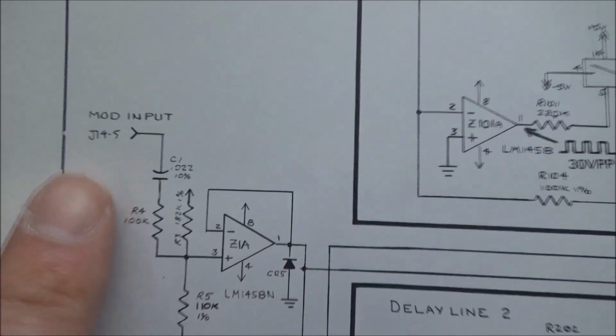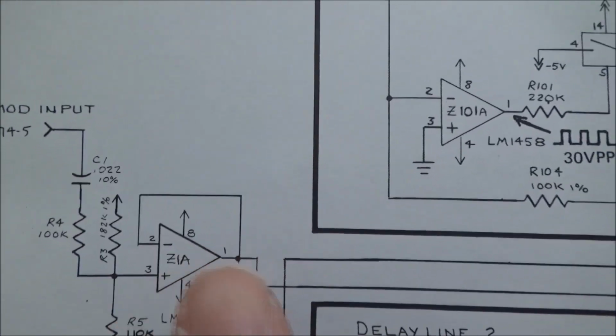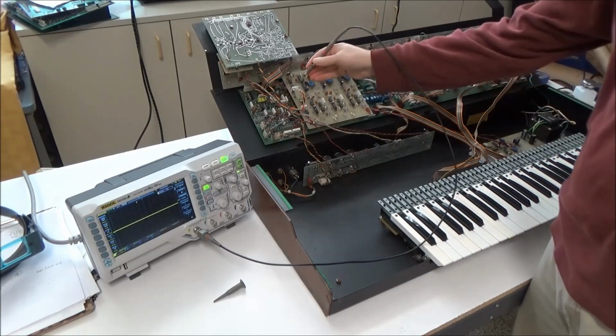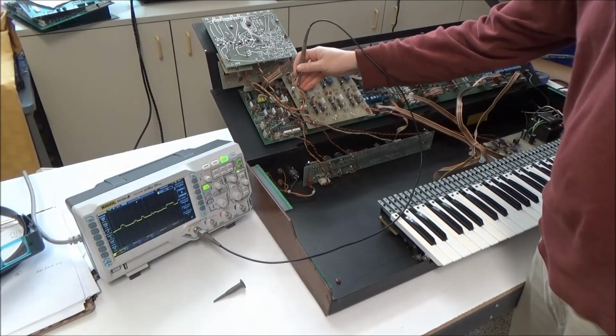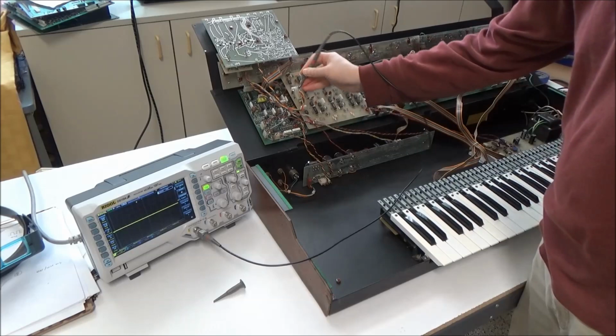So let's take a look here at the input, and then let's poke around this op amp. First let's confirm the input to this phaser board is good and not noisy. Pin 6 was the output, that's where we were seeing this noise. Now let's look at the input.